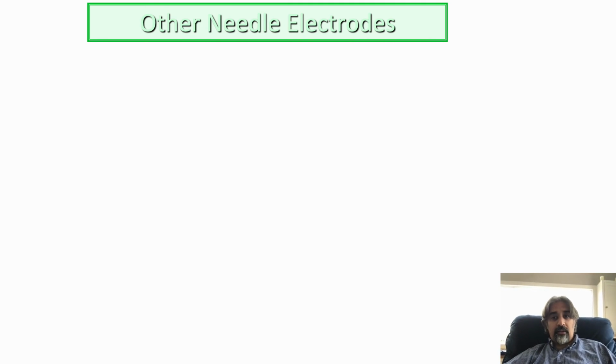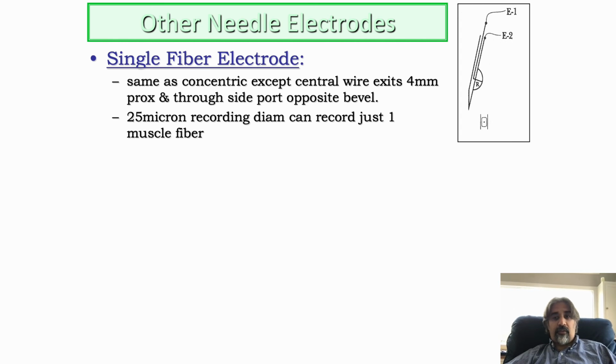You may encounter other needle electrodes, such as the single fiber electrode, a modified standard concentric needle electrode where the central wire exits approximately 4 millimeters proximal and opposite the beveled tip through a side port in the cannula, instead of extending along the length of the cannula to the beveled tip. In conjunction with an elevated low-frequency filter setting, the diameter of the recording surface, which is 25 microns, is small enough to record one single muscle fiber. Yeah, that's why it's called single fiber electrode.